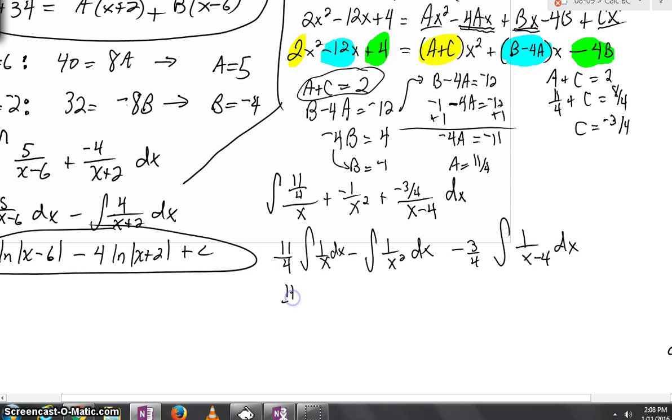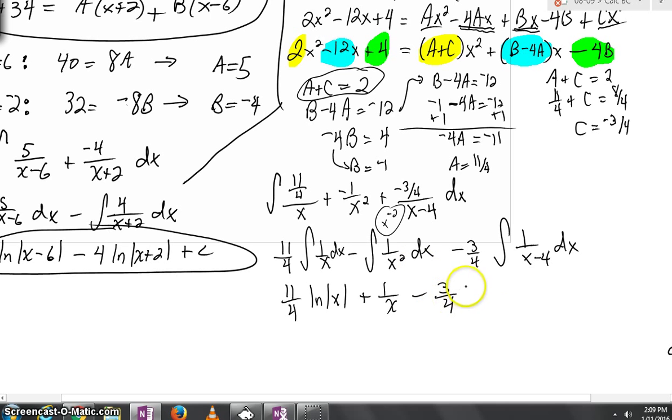Let's finish this up. We'd get 11 fourths. This becomes the natural log of the absolute value of x. Be careful. 1 over x squared is really just x to the negative 2. Here's where I can just reverse that power rule. Bump my exponent up by 1, so it'll become x to the negative 1, and then divide by negative 1. So really I have a minus and a negative. That turns into plus. But x to the negative 1 is really 1 over x. There's no natural log in this last antiderivative.